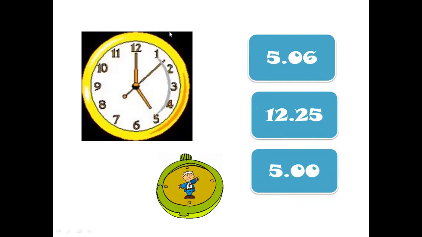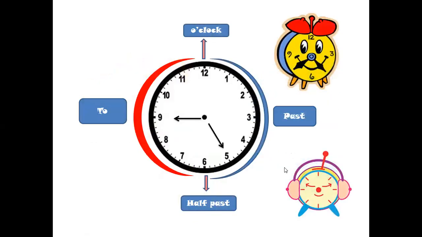Okay, now what is the time? It's 5 o'clock. You're right. Okay, when the needle is on 12, it is o'clock. When it is on 3, it is past. When it is on 6, half past. When it is here, we will say 25 to. Okay, 35 to, or you can say 25 to.